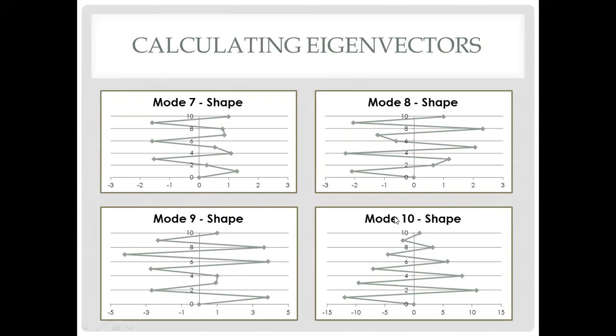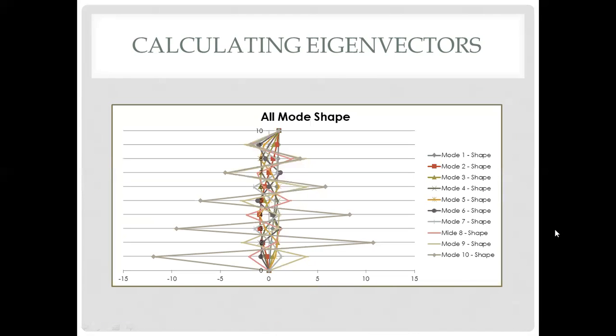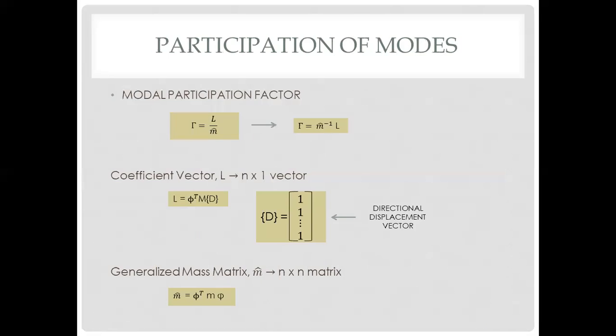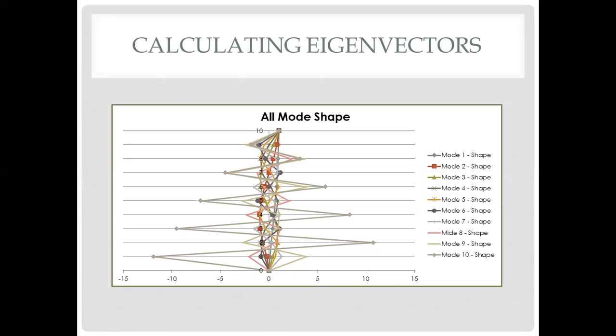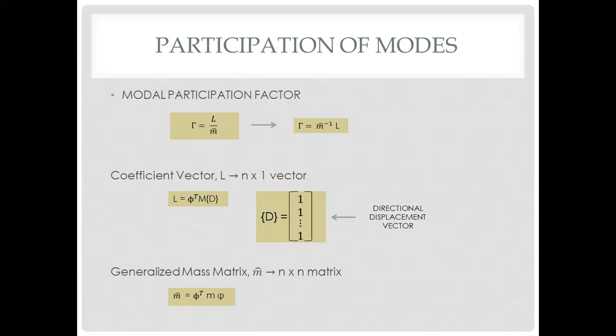And then, next, this is the summary of everything. This is mode 1. Mode 1 to mode 5, Sir solved those, so we already have them. And then, this is mode 6 to mode 10. So, we just combined all of them. And then, next, we will solve for the participation of modes.